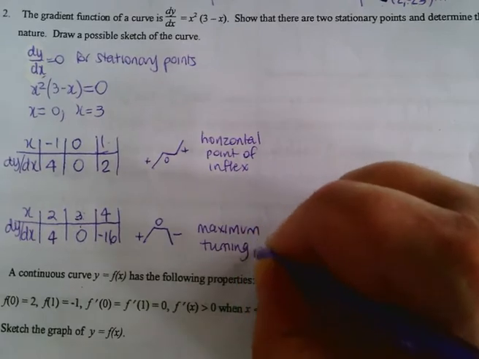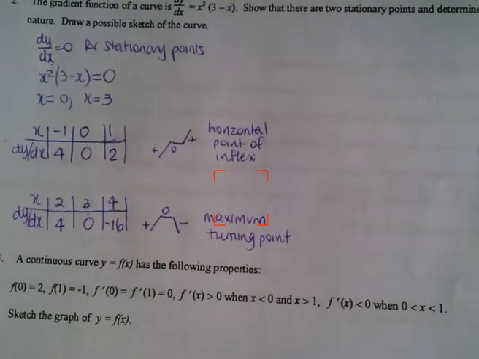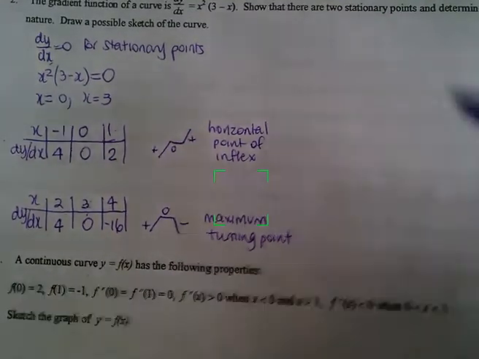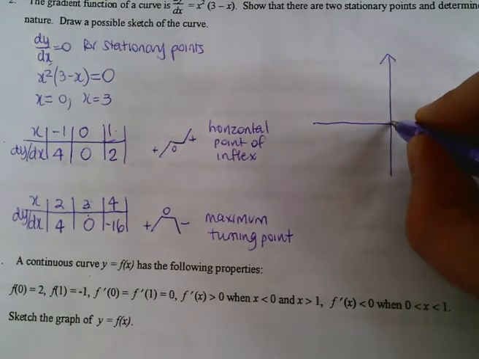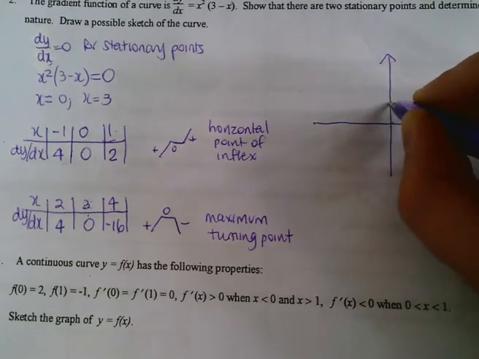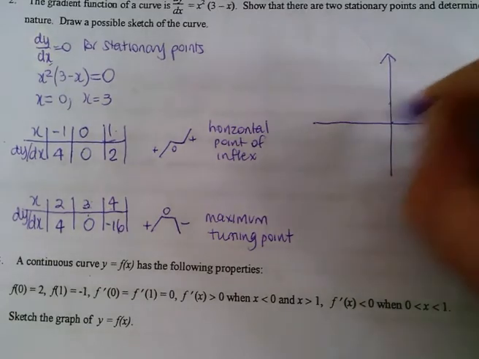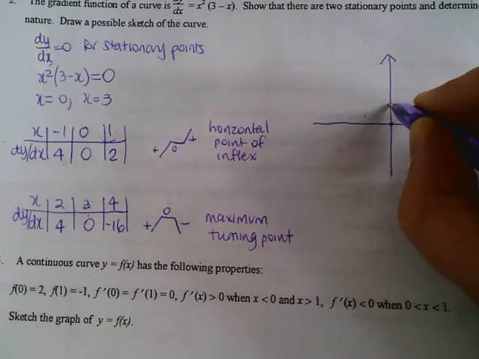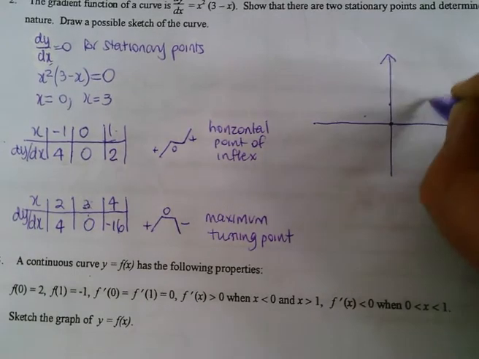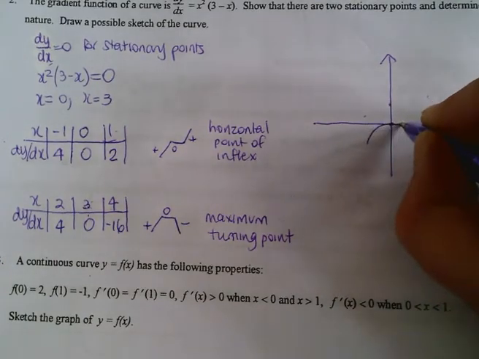A possible sketch. Okay. Now, I know where the stationary points are for the x values. I don't know the y values. So I'm just going to draw a quick curve. When x is 0, I know I've got a point of inflection. I might just draw it a bit up, or I can draw it on the origin. It doesn't matter. Do you want it on the axis? Yes. All right, so I'll go like this. Make sure it looks like that.